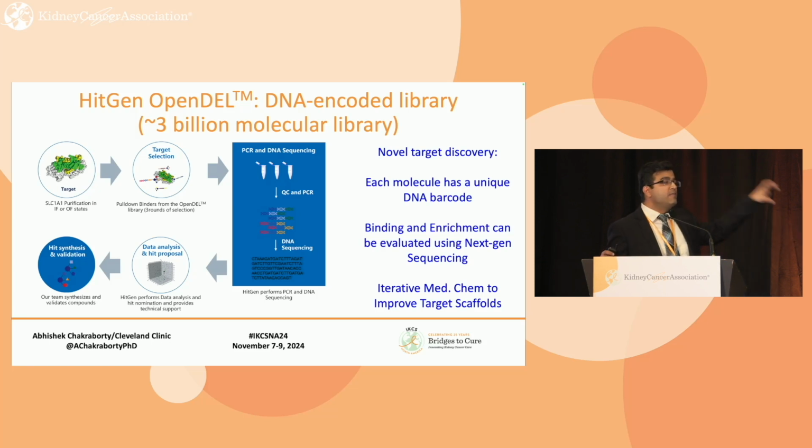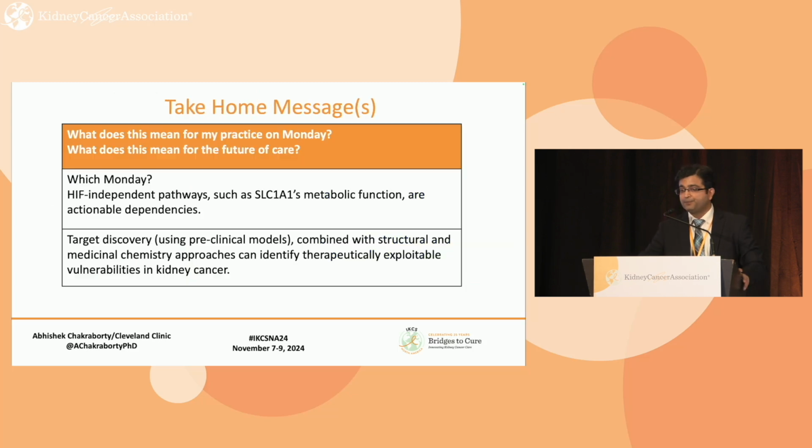So we are using recombinant SLC1A1. We are exposing it to this library of about 3 billion molecules now. And we are using the DNA as a barcode to fish out the molecules that are able to directly engage with SLC1A1, with the hope that at least a few of them will be potent inhibitors of SLC1A1 down the line. So this entire pipeline is now ongoing.